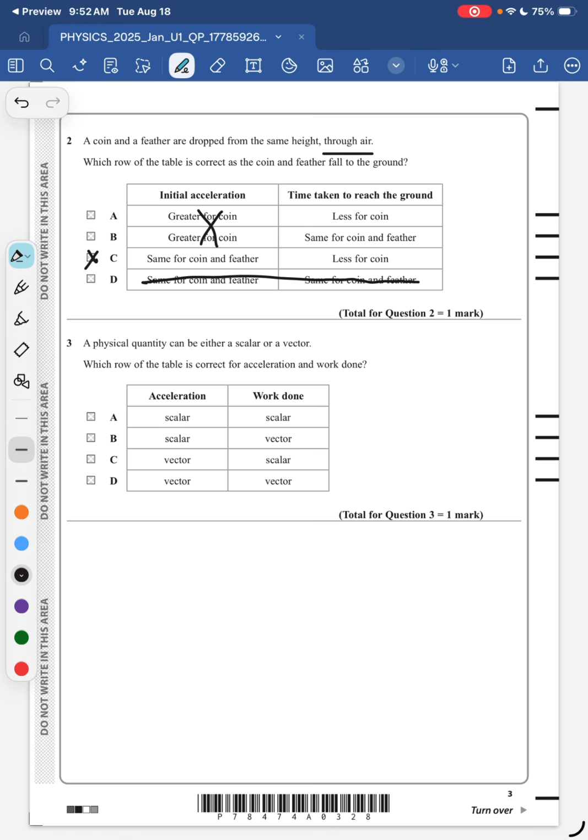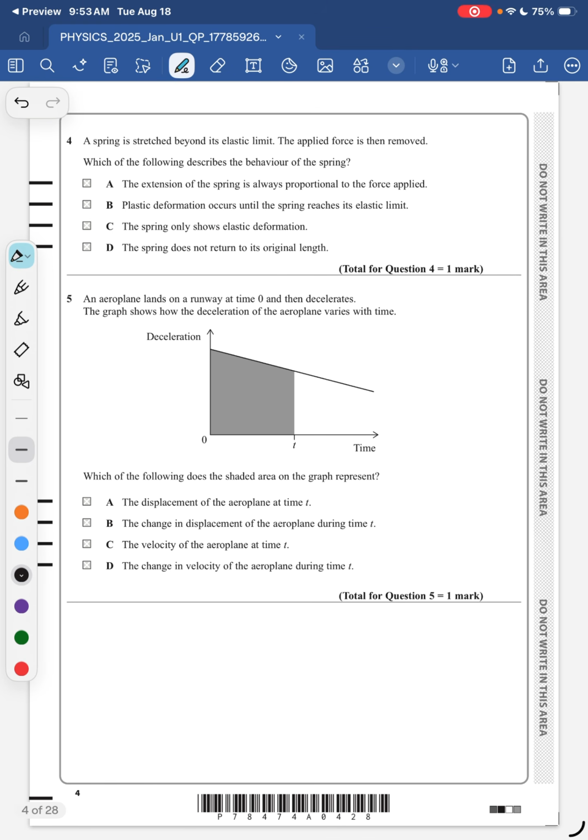Okay, question 3. A physical quantity can be either a scalar or a vector. Which row of the table is correct for acceleration and work done? We know that acceleration is a vector, so options A and B are wrong. And then we know that work done is energy, so it's a scalar. Energy doesn't have a direction. So C is the correct answer. Again, this is another example, the third in a row, in which 3 out of the 4 answers are wrong.